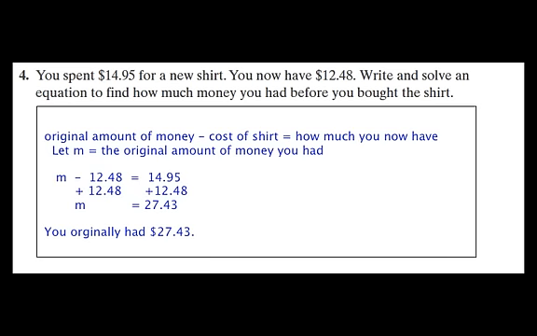The word equation would be the original amount of money minus the cost of the shirt equals how much you now have. We're going to let M be the original amount of money you had. So M minus 12.48 equals 14.95. Then you need to add 12.48 to both sides of the equation. On the left-hand side, you're left with M. On the right-hand side, 14.95 plus 12.48 equals 27.43. So you originally had $27.43.